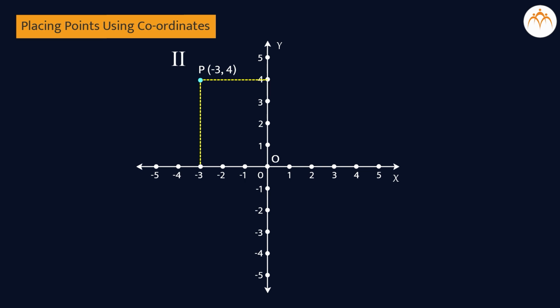The coordinates of point P are negative and positive respectively. Therefore, the point P lies in the second quadrant. In the same manner, we have plotted point Q (-2, -3) in the plane.